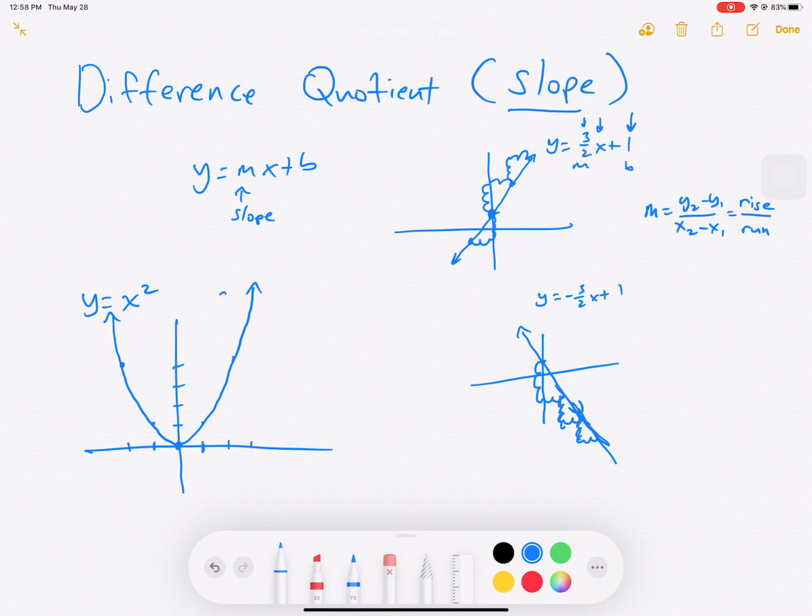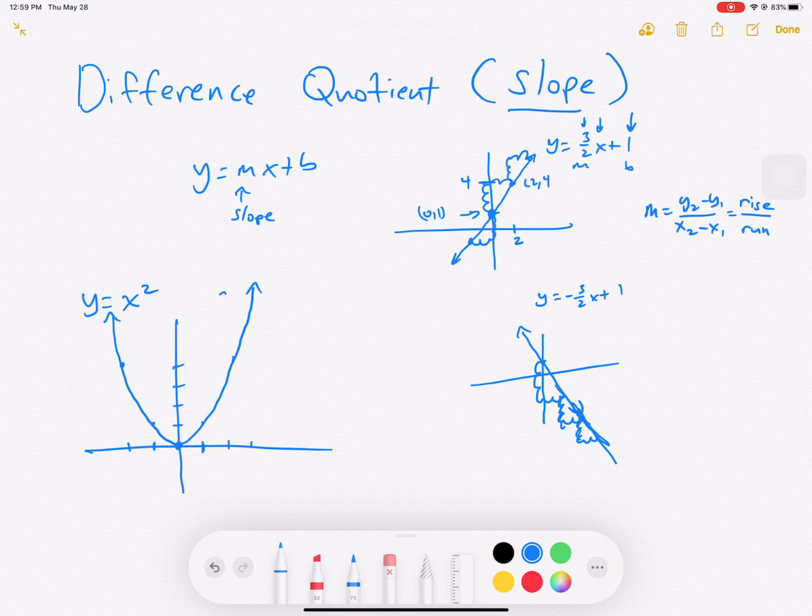Now I'm going to pick up 2 points here. We said this was rise up 3 and over 2. So that's going to be a 2. 3 plus 1 is 4. So this point here is (2, 4). And this value here is (0, 1). These are the points of this line.